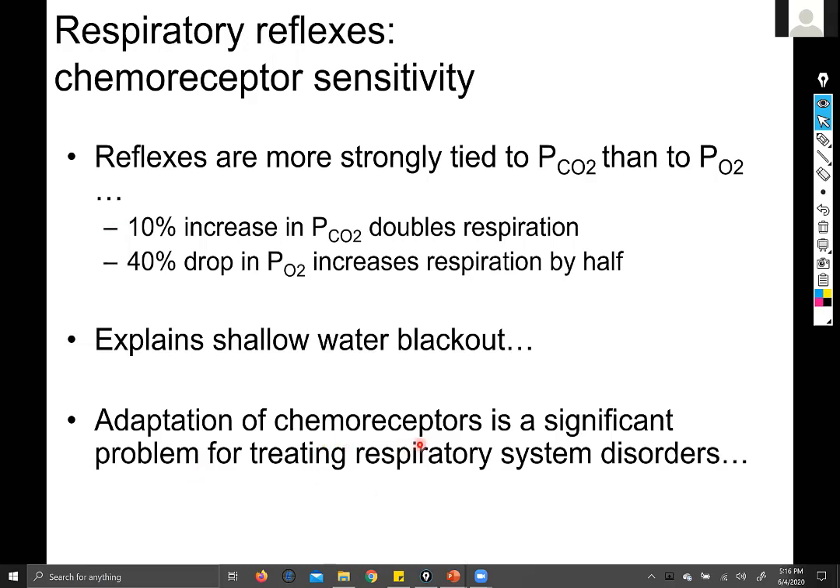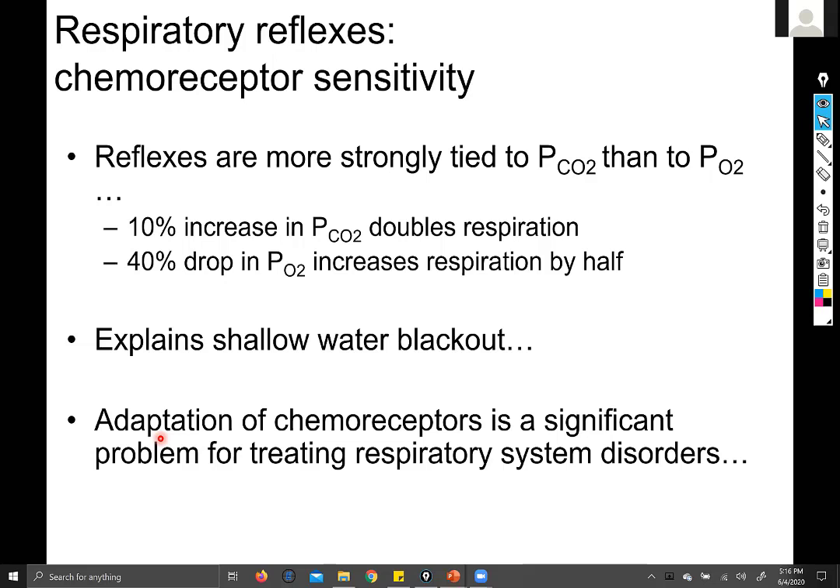So, adaptation of chemoreceptors. Let's define this first. What I mean here is sensory adaptation. So not adaptation in the evolutionary sense, but we talked about this in 241, and I think it bears repeating because it's been a while since we discussed the idea of neural adaptation. So just to remind you, adaptation is when the nervous system stops paying attention to a prolonged stimulus over time.